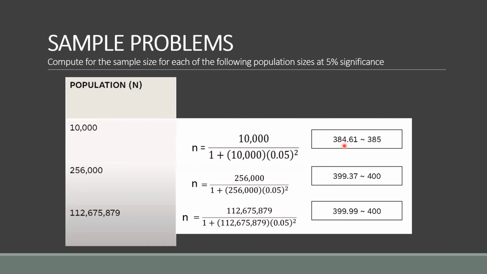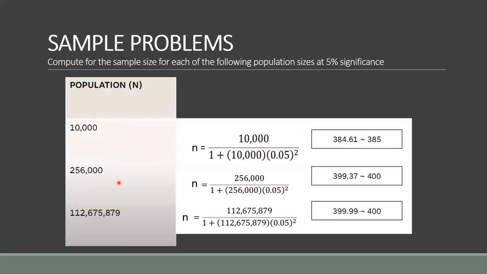384.61. But if you will be using living things for your study to be considered as participants for the data collection, we always need to round up. Do take note that you could not take an individual which is only 0.61. So we round it up. So from our value 384.61, approximately the sample size for a 10,000 population would be 385 individuals.